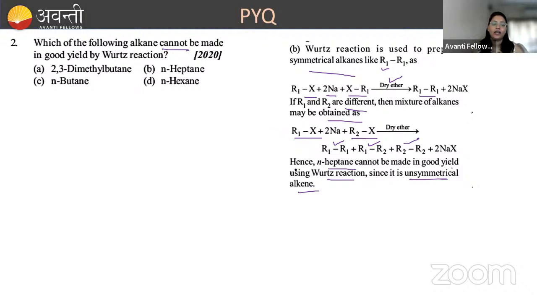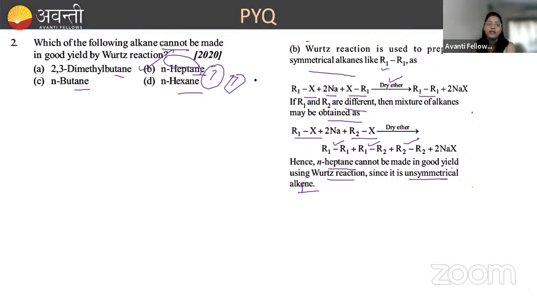Unsymmetrical alkane. The alkane comes here, okay. So butane means 4, heptane means 7, hexane means 6. Sorry, this is heptane, 7 is here, not hexane. So that's why we cannot prepare this. This is what? Unsymmetrical. It is number 7, unsymmetrical. That's why we cannot prepare n-heptane very accurately in a good yield by using Wurtz reaction. We can prepare it, but we cannot prepare it in a good yield, right?